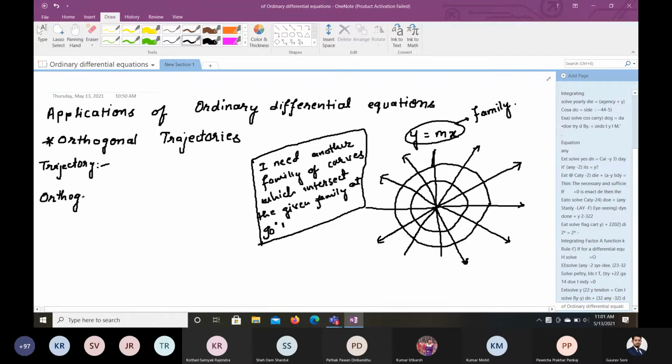Orthogonal trajectories. This is the particular case. So we find another family of curves which intersect the given family with the angle 90 degrees. So this definition we will write it down here.